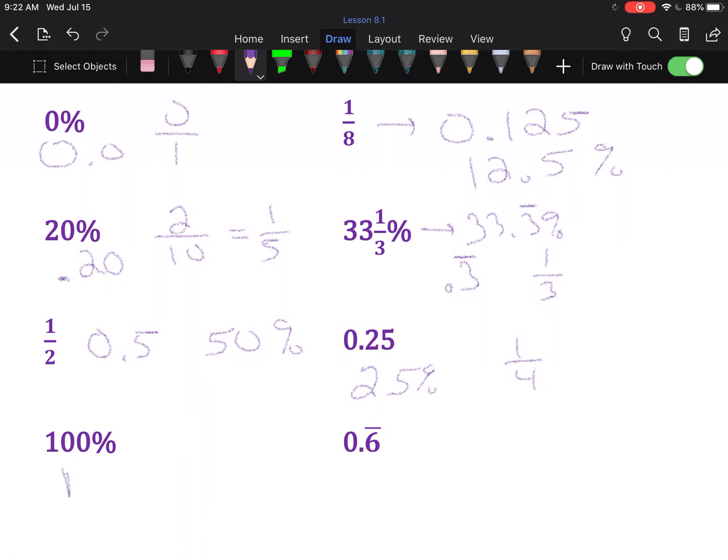100% as a decimal is 1. When you move the decimal point back 2 places, it's just 1. And as a fraction, it's 1 over 1. And last we have 0.6 repeating. 0.6 repeating is 2/3 as a fraction. Again, something you probably just want to know. And it is 66.6 repeating as a percentage.